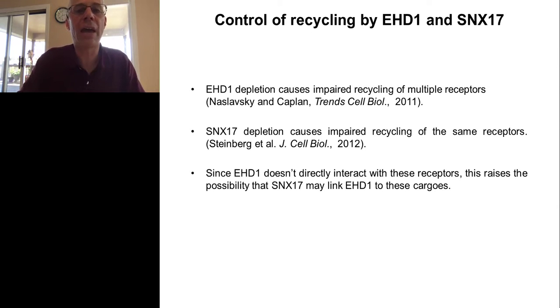So we know that both EHD1 and SNCC17 control recycling, and we know that EHD1 depletion causes impaired recycling of a variety of different receptors. SNCC17 depletion causes impaired recycling of many of the same receptors. And since EHD1 doesn't interact, to the best of our knowledge, with the majority of these receptors, maybe SNCC17 links EHD1 to these cargo to allow fission and their recycling back to the plasma membrane.